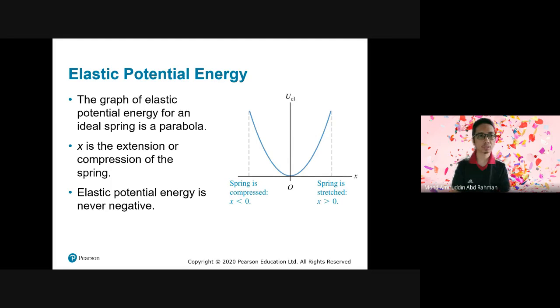All right, let's say we have the elastic potential energy graph. It is in a parabolic shape. So in this example, when the spring is compressed, we have the highest elastic potential energy. When it is released back to the normal position, you have zero elastic potential energy, and it will be maximum again when it is stretched. And you need to note that this U_EL, the elastic potential energy, is always positive.